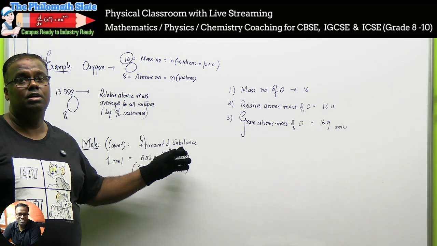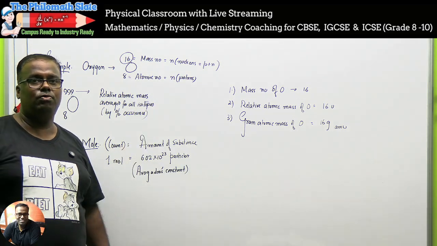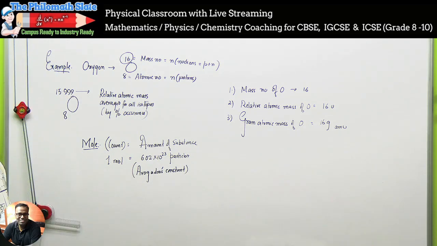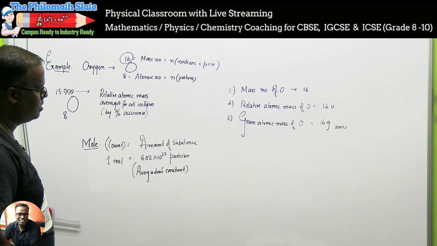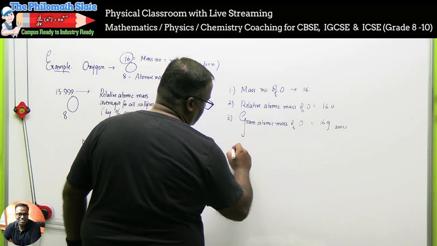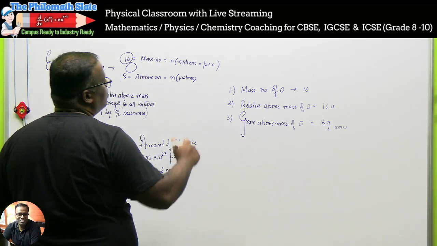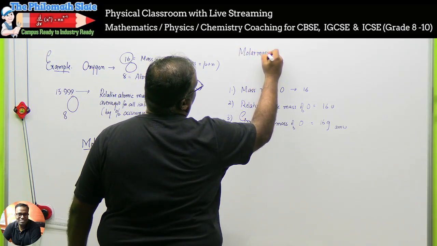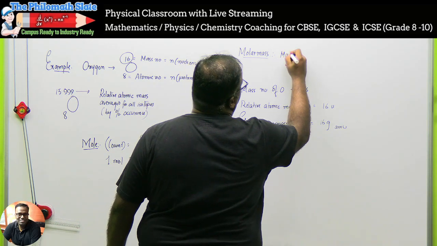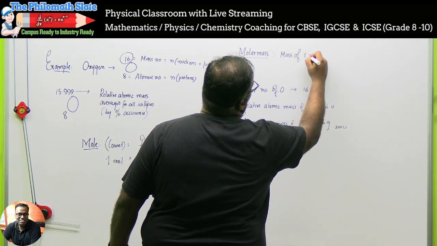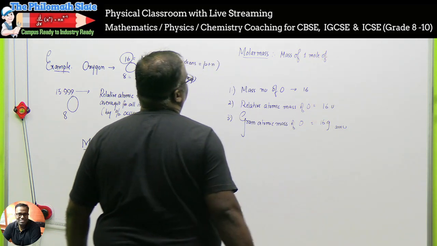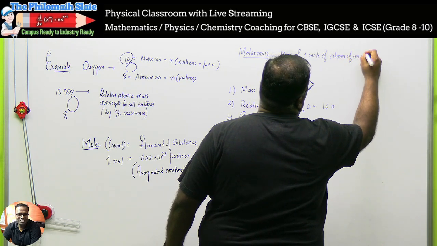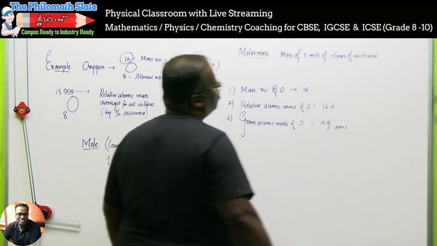Substance. In the first class in physics we had studied 7 fundamental units. In that, the fundamental unit for amount of substance is mole. Okay. Now, mass. So we get into a new definition here, and the new definition is molar mass. Molar mass means the mass of 1 mole of atoms of an element.